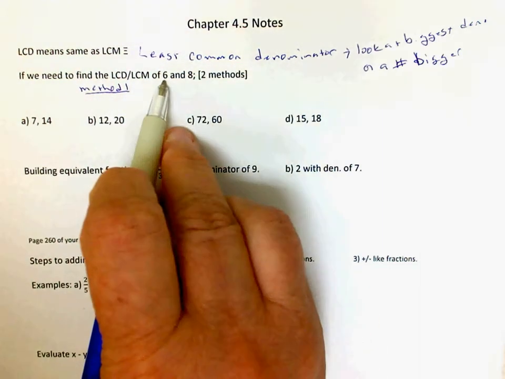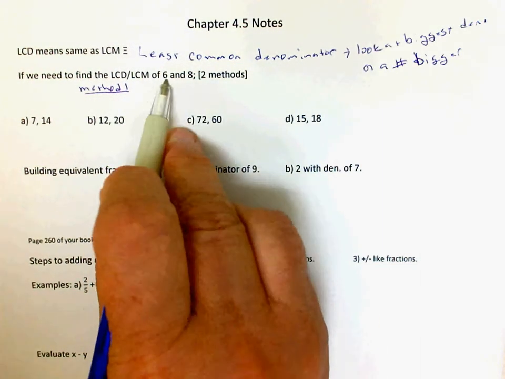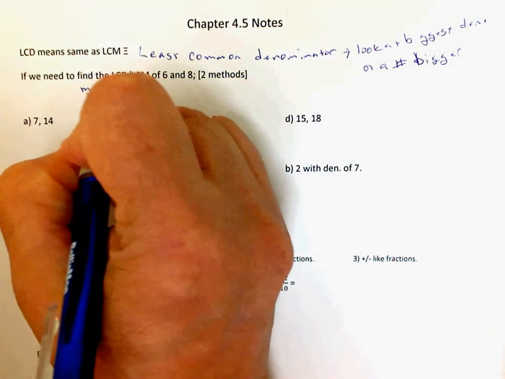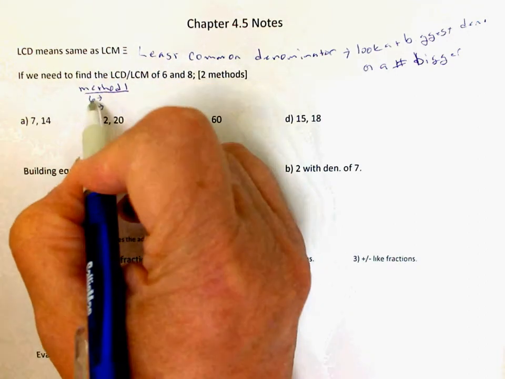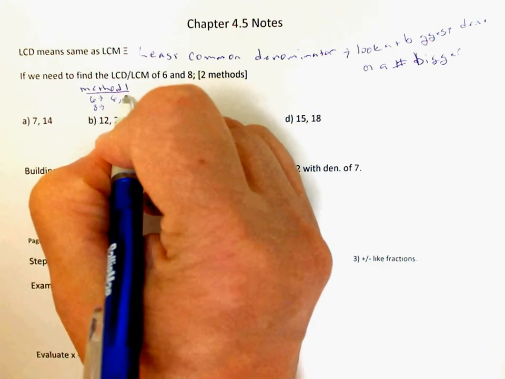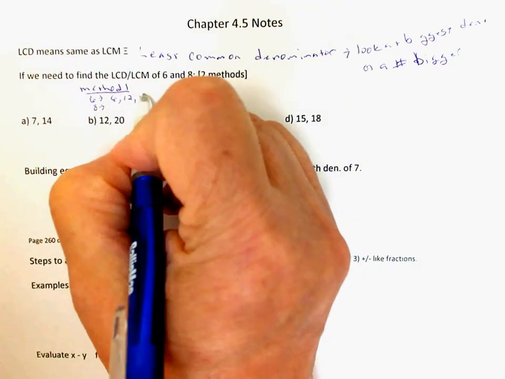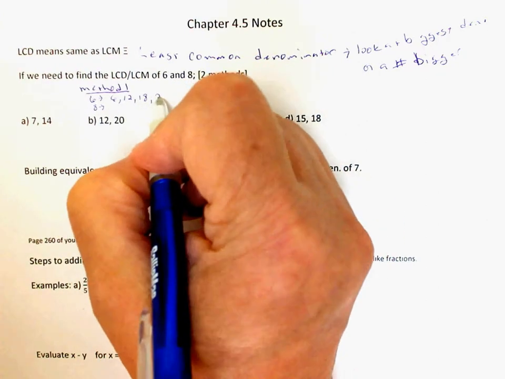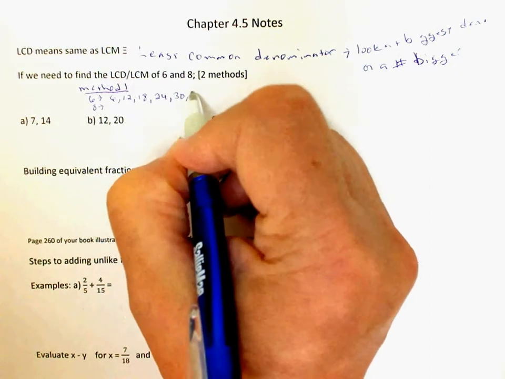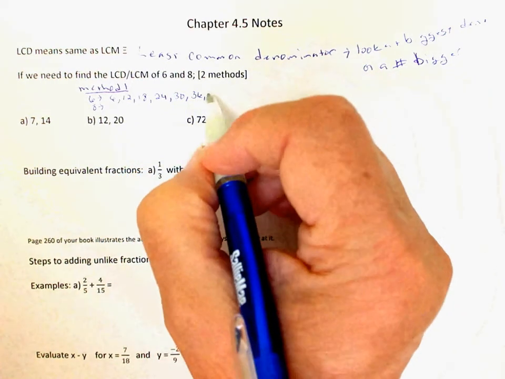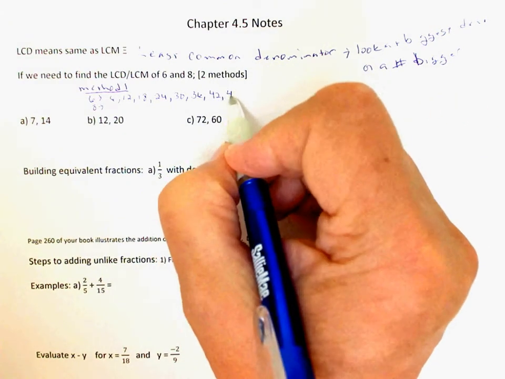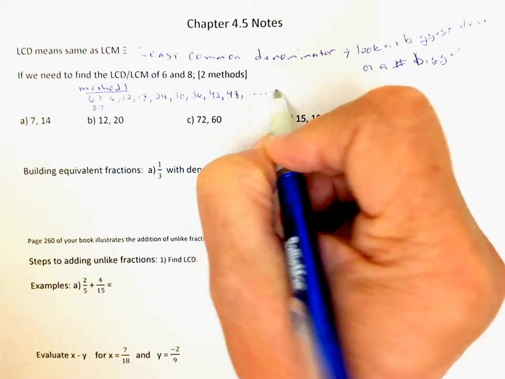for finding the least common denominator or least common multiple of 6 and 8. Alright, I'm going to list 6 and I'm going to list 8. The multiples of 6: 1 times 6 is 6, 2 times 6 is 12, 3 times 6 is 18, 4 times 6 is 24, 5 times 6 is 30, 6 times 6 is 36, 7 times 6 is 42, 8 times 6 is 48, and so on.